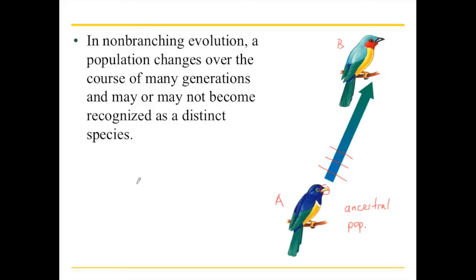Now that is a little bit like taking your peak, your normal distribution that we saw at the end of chapter 13, and moving it in a certain direction. We call that directional selection.